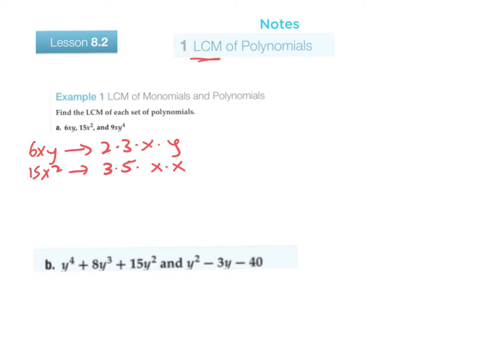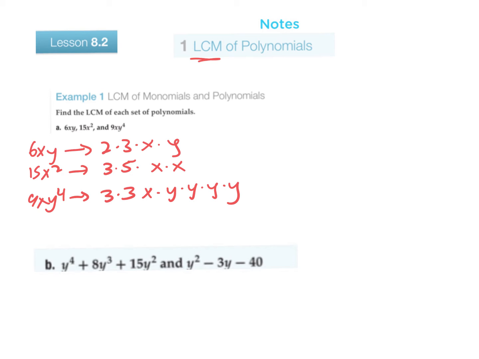And then we factor the 9xy^4, that becomes 3 times x times y times y times y times y. So what we want to do now is take the most used in each one of these problems. And what I mean by that is I'm going to look at each factor.